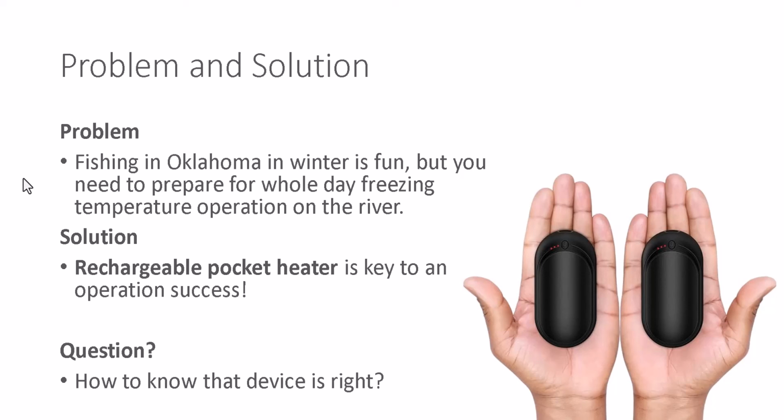So fishing in Oklahoma in winter is fun, but you need to operate for a whole day in freezing temperature in the river. And that requires some preparation. So what could be a solution? The solution can be rechargeable pocket heaters, which is key for success, because you don't want to get cold and then there's no fun. So what is the question? How to know what device is right and that your device is actually right?